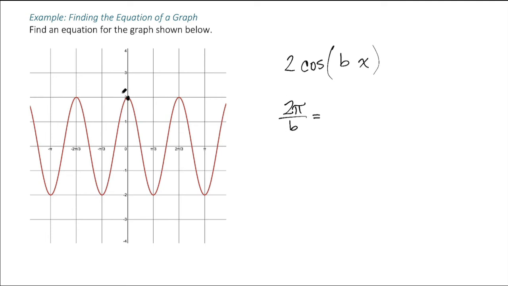I want this to be my period, and I complete a cycle from peak to peak, I see, in 2 pi over 3. And so this should be 2 pi over 3. Now it's quite easy to see, actually, that b is equal to 3. We can solve for b here. If this was more complicated, we could cross multiply and then solve for our b. So we get b is equal to 3. So our function here is y equals 2 cosine of 3x.